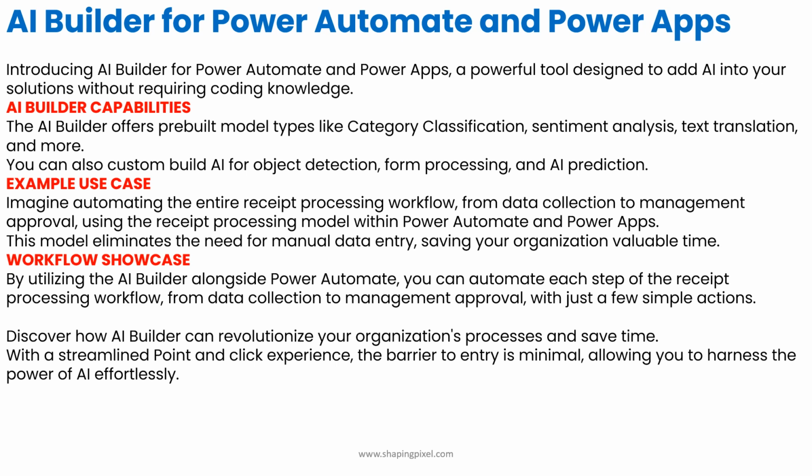Imagine automating the entire receipt processing workflow from data collection to management approval using the receipt processing model within Power Automate and Power Apps. This model eliminates the need for manual data entry, saving your organization valuable time. By utilizing the AI Builder alongside Power Automate, you can automate each step of the receipt processing workflow, from data collection to management approval, with just a few simple actions. Discover how AI Builder can revolutionize your organization's process and save time. With a streamlined point and click experience, the barrier to entry is minimal, allowing you to harness the power of AI effortlessly.